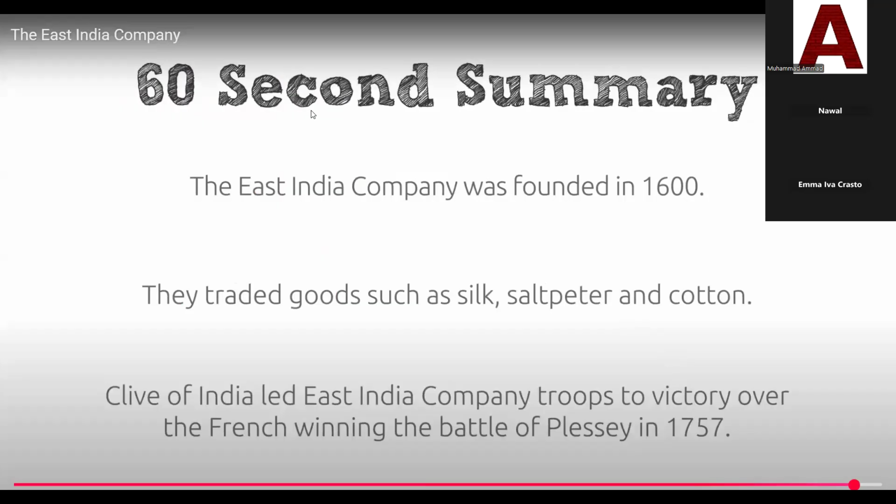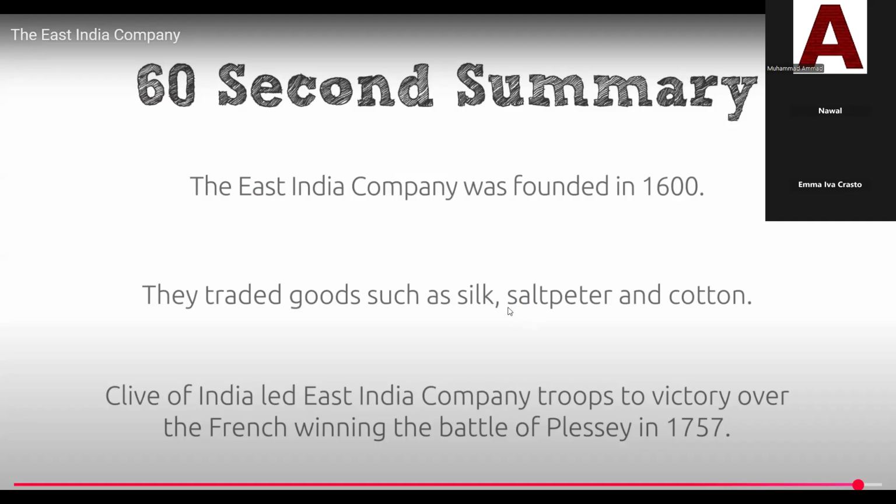Look at the summary. This is just a brief overview of how the East India Company entered India in the 1600s with the permission of trading. And these important goods that were grown in India, like saltpeter and silk, they got these products from India and took them to the UK and produced their own products like cotton, clothes, garments, created out of saltpeter and silk.